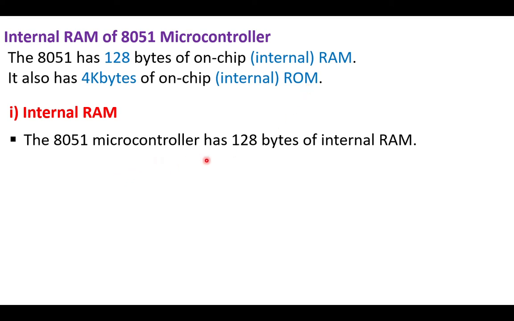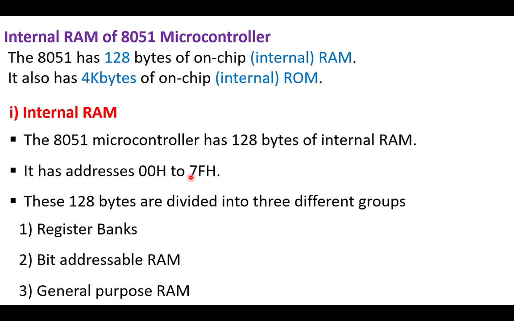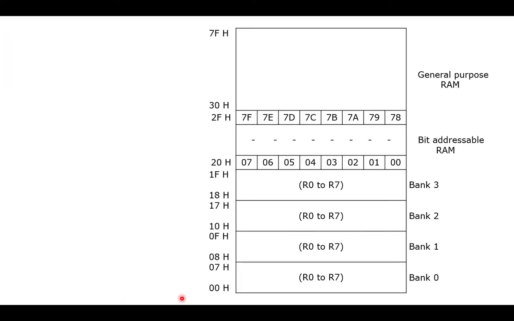So the 8051 has 128 bytes of internal RAM and the addresses range from 00H to 7FH. If you convert this 7F in decimal number, then it comes to be 127. So 0 to 127, it means that 128 bytes of internal RAM is there. This internal RAM is divided into three different groups. The first one is register banks, second one is bit addressable RAM, and third one is general purpose RAM. So this shows the structure of internal RAM.